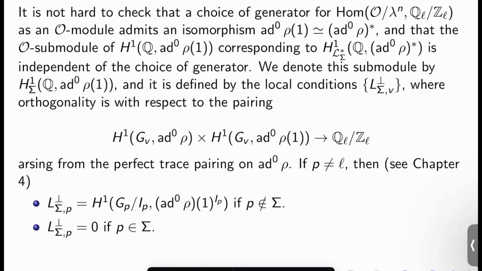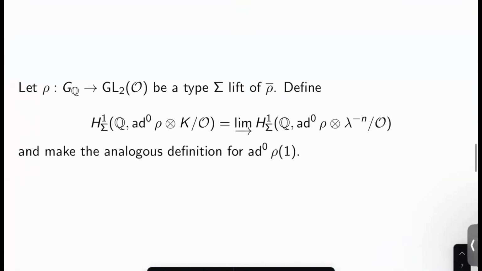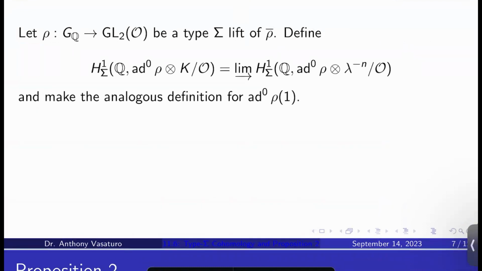Perfect. So we've got all the groups laid out in front of us for these families of local conditions. So what next? Let rho from GQ to GL2 of O now be a type sigma lift of rho bar. So we're not looking mod lambda to the n, we're looking just at GL2 of O. We're going to want to be able to look at type sigma cohomology after tensoring up to K mod O. So we'll define H1 sub sigma of Q add 0 rho tensor K mod O to be the limit of the H1 sub sigmas of Q add 0 rho tensor lambda to the negative n mod O, and this limit is over n. And we can make an analogous definition with add 0 rho replaced by add 0 rho of 1.